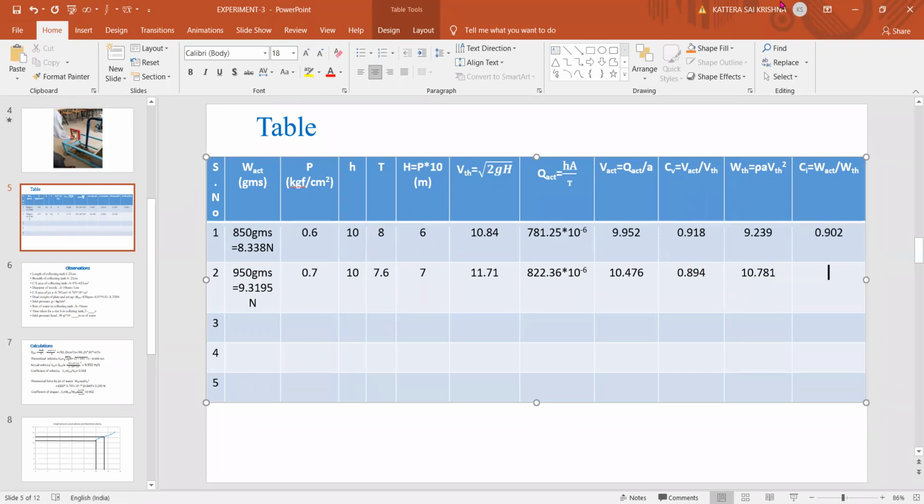Next, Giridhar, 75. Next, 76, Shravani. Sir, 0.8644. 0.864. Okay.